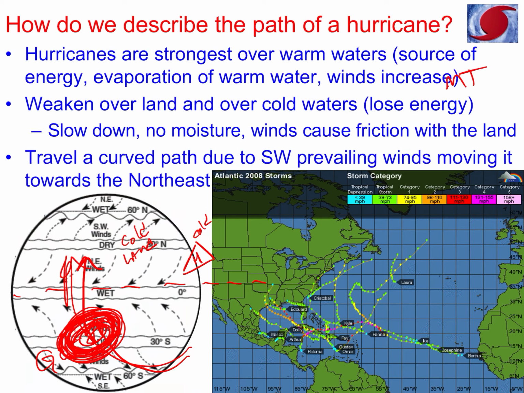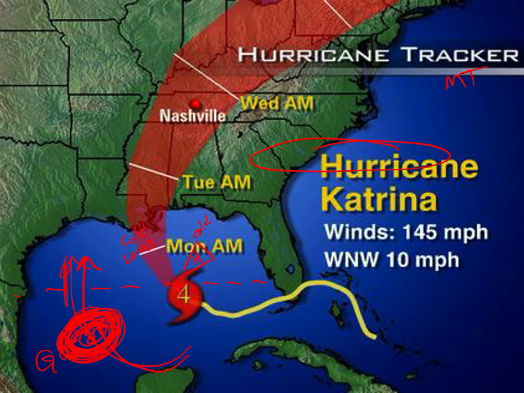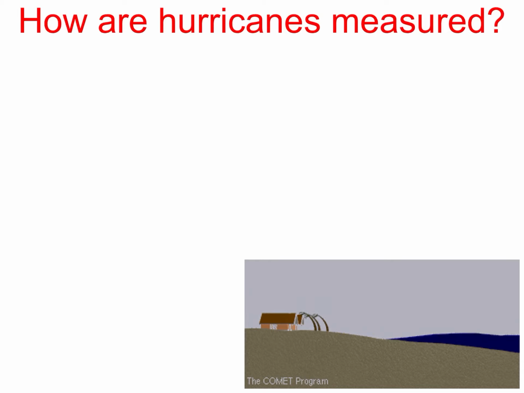Okay, so they travel a curved path. Again, the curved path is because of Earth's rotation, that Coriolis effect, that southwest prevailing winds according to our chart, right? All right, so yeah, this is what I was just saying. Hurricane Sandy followed this path, so it was actually strong enough that it was able to make it past that Bermuda High. Oh, look, a helicopter. That's great.